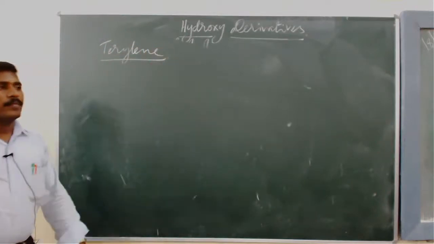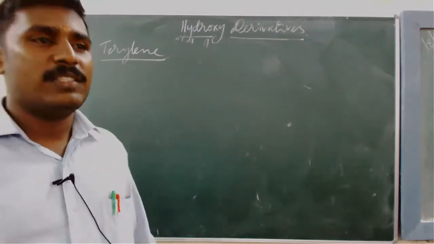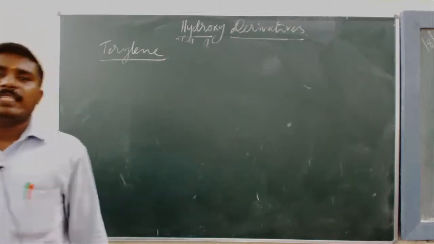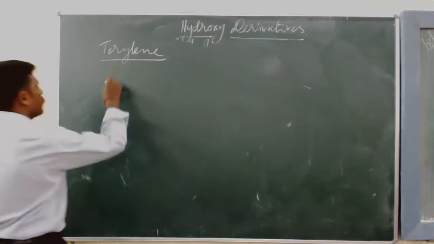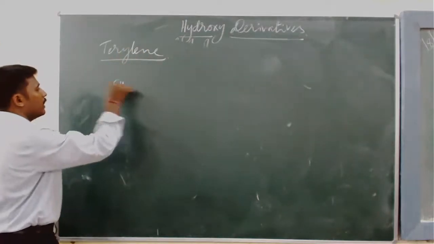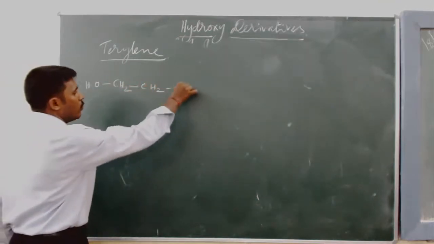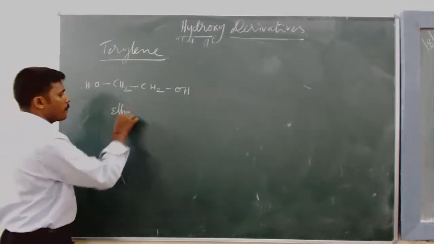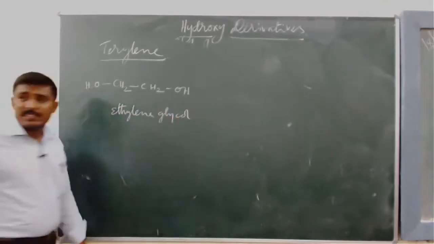Polyethylene terephthalate, also called Terylene, Dacron or Pterine. Ethylene glycol reacts with terephthalic acid to give Terylene. These are polymerization reactions. Ethylene glycol means CH2OH-CH2OH. This is ethylene glycol.